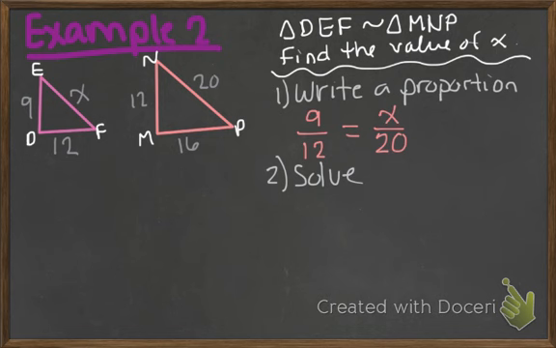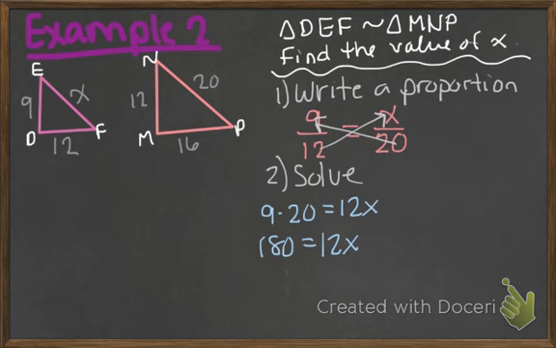All we do in order to solve it is cross multiply. So take 20 and multiply it by 9, and take 12 and multiply it by x, and stick an equal sign in between. So then you get 9 times 20 equals 12 times x. Simplify. You get 180 equals 12x. And then in order to get x by itself, we have to divide both sides by 12. So then we're left with x equals 15.